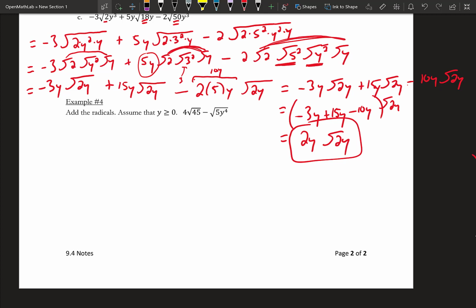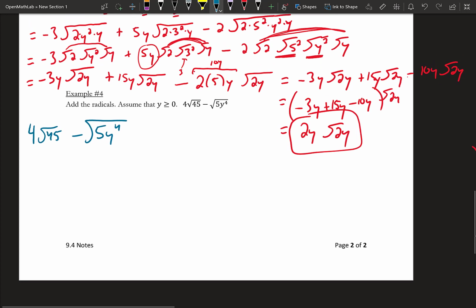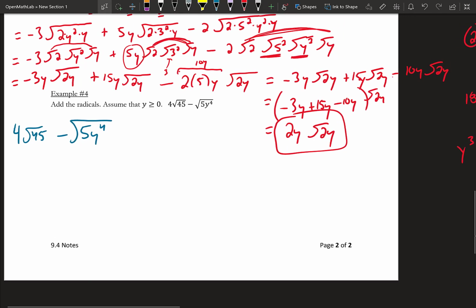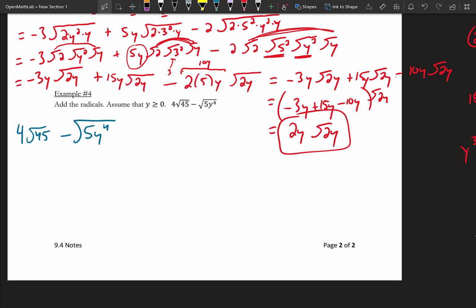So then the next one, we have 4 times radical 45 minus the square root of 5y to the fourth, and that's the square root of all of that, right? So 4 times radical 45 minus the square root of 5y to the fourth. So again, I want to try to simplify this as much as possible, right? So kind of what I'm focusing in on is what's underneath the radical, in other words, the radicand.